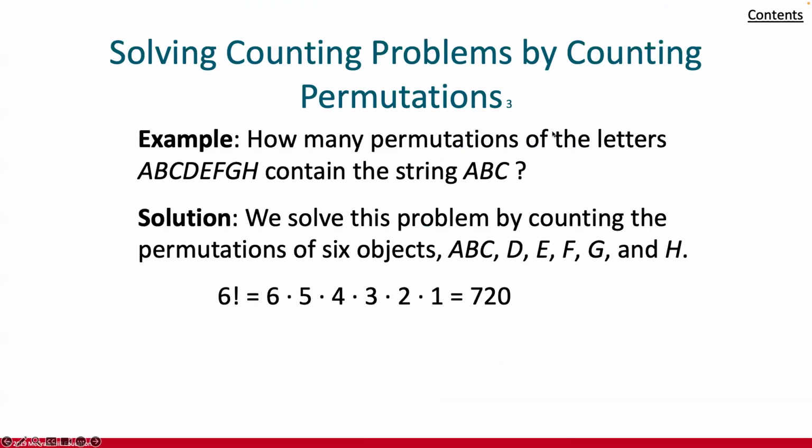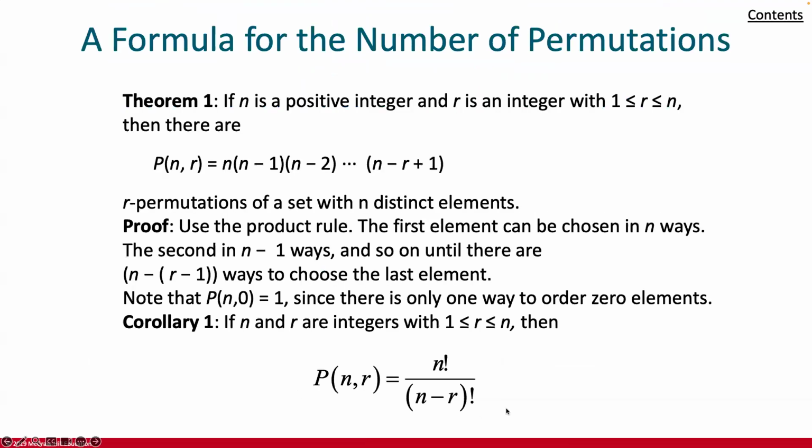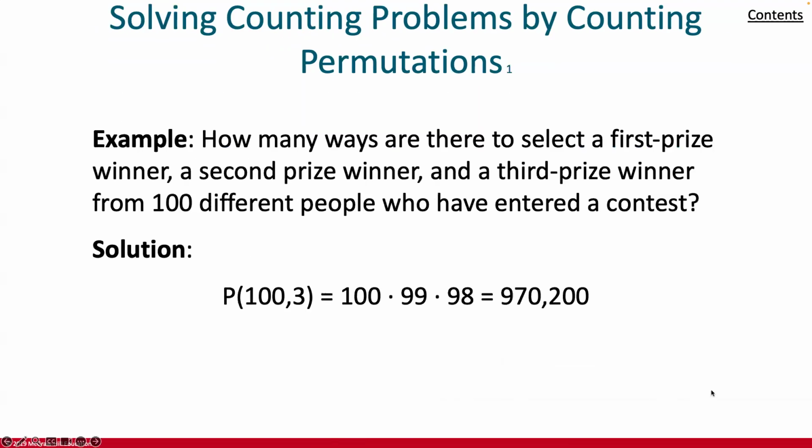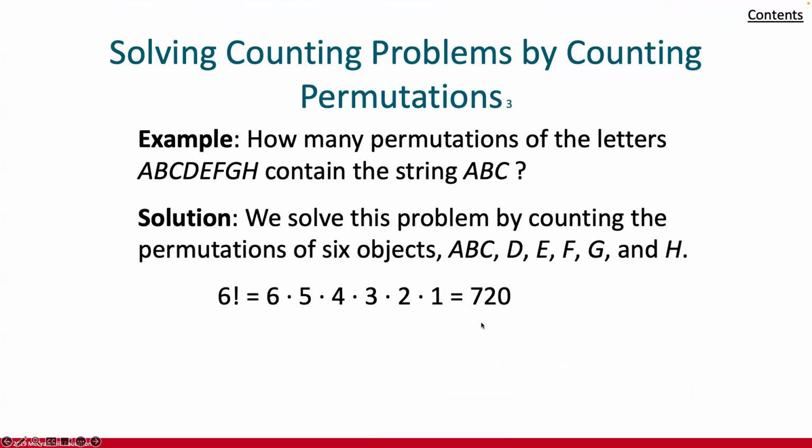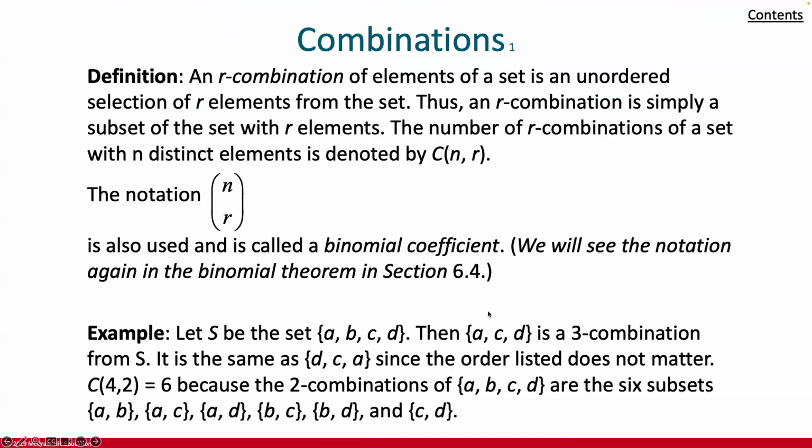Another one: how many permutations of the letters A through H contain the string ABC? Once again, we could use this permutation equation that we showed here with the simplification that I mentioned and come up with a value of 6 factorial, which gives us a total of 720.